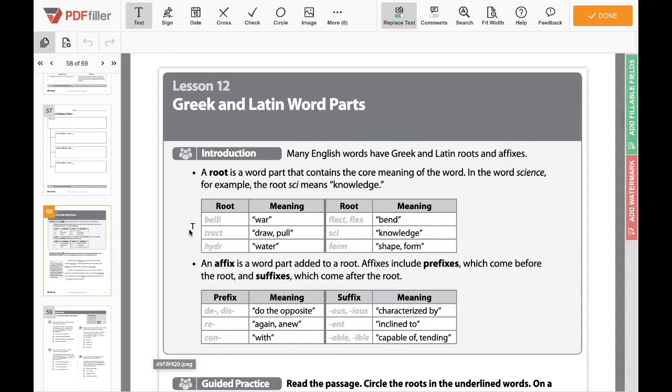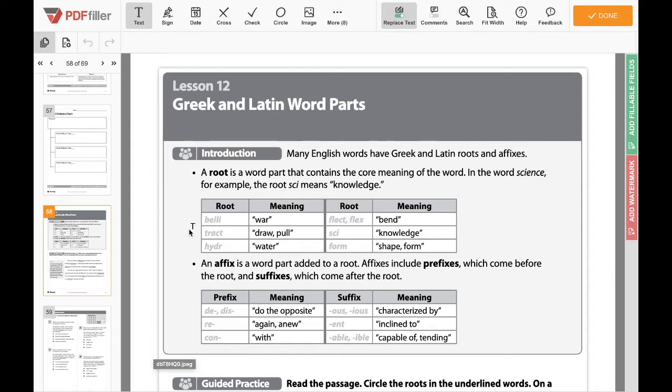So an affix is the second type of word part, and there's two different types of affixes. This is added to the root. So the first type of affix is a prefix, which comes before the root. If you think of the word preview, when do the previews come on in a movie? Before the movie, right? So pre comes at the beginning of the word or before the root. A suffix comes after the root. So these just add a little bit of extra meaning to that root.